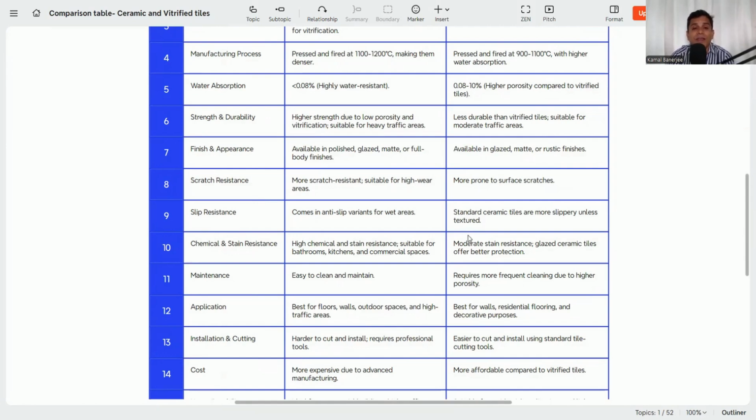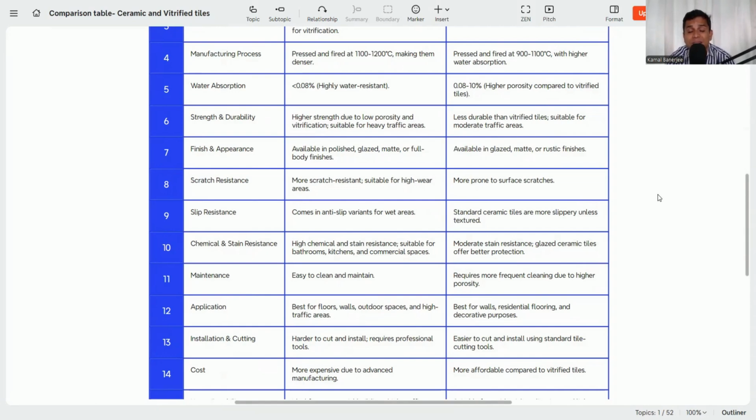Now, scratch resistance. Why? Because in the floor or in the wall, it is possible to get scratches. So vitrified tiles are more scratch resistant, suitable for higher wear areas. But on the other hand, the ceramic tiles are more prone to surface scratches. So that also you need to think about whenever you are selecting tiles for your projects. If the area is prone to scratches, it is not advisable to use ceramic tiles. Then go for the vitrified tiles. But if it is not that much of a scratch-prone area, you can go for the ceramic tiles.